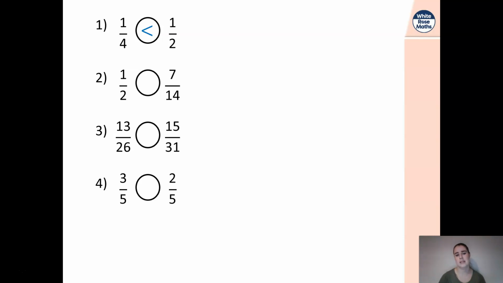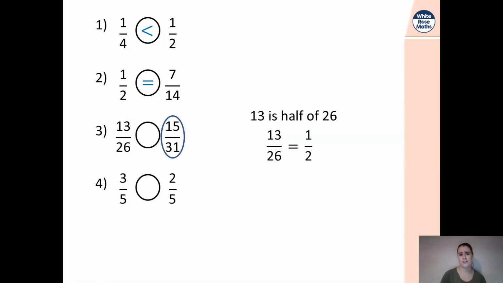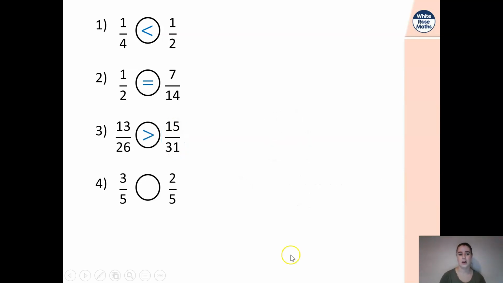Now 1/2 and 7/14. Well, if we notice, if we do 7 multiplied by 2, that gives us 14. So that must mean that 7 is half. Therefore, these ones are the same. Now, these two have different denominators, so how do we work out which one's smaller or bigger? If we look at this one, we know that 13 is half of 26. But if we look at this one, we know that 15 is less than half of 31. So without having to work out any of our numbers, we automatically know that that one's going to be bigger, okay? So half there is bigger than this fraction here.